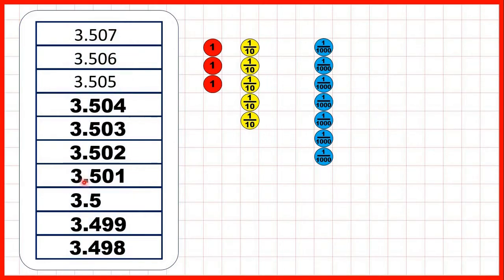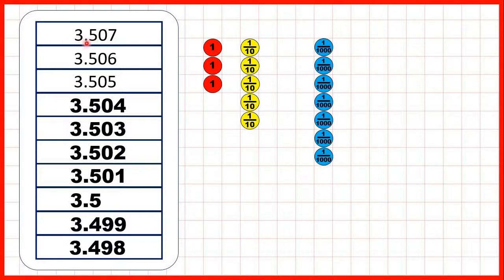So notice the pattern goes 3.501. If we take away 1 thousandth, we get 3.5. Then, if we take away 1 thousandth from that, we get 3.499. And we can use place value counters to explain this.